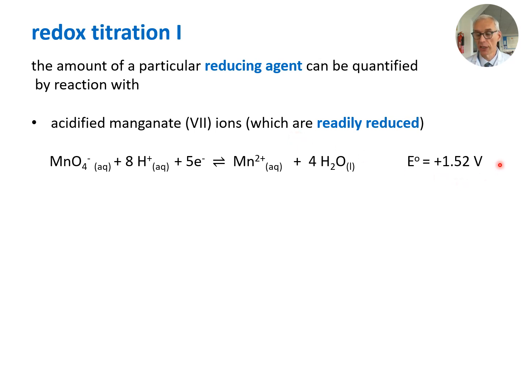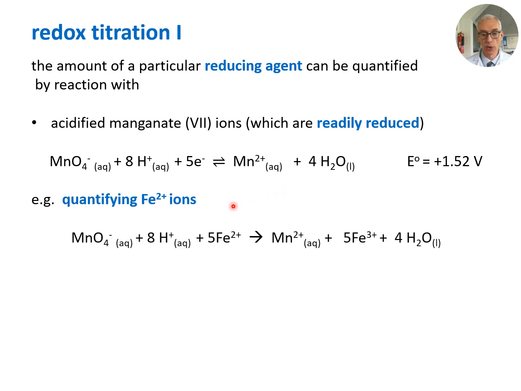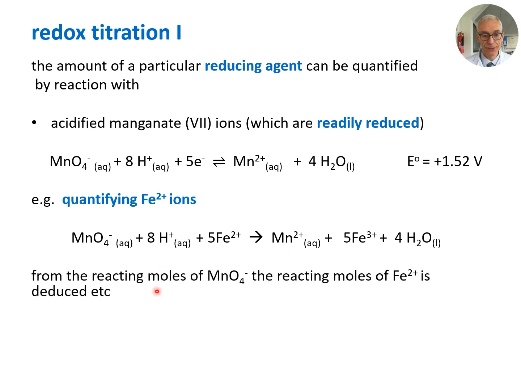Of course, if we look at this electrode potential, we'll see that manganate 7 is very readily reduced. We've got a strongly positive number here, so readily reduced to manganese 2 plus. So for example, a reducing agent such as Fe2 plus ions can be quantified by reaction with manganate: Fe2 plus going to form Fe3 plus with manganese 2 plus as the product of the reduction. If you know the reacting moles of manganate, the reacting moles of Fe2 plus is deduced. It's a ratio of 1 to 5.